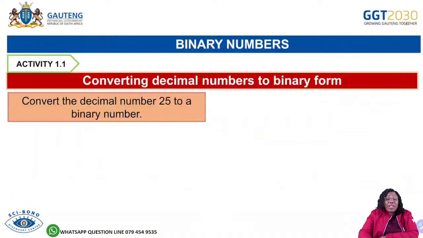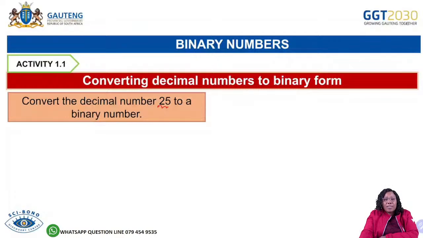Now let's look at the application of binary numbers. Now let's take the first activity there. We are converting decimal numbers to a binary number. So our first activity states: convert the decimal number 25 to a binary number. So we are going to convert now the normal number that you know of, which is the counting number 25. We are now going to write this in a binary form.